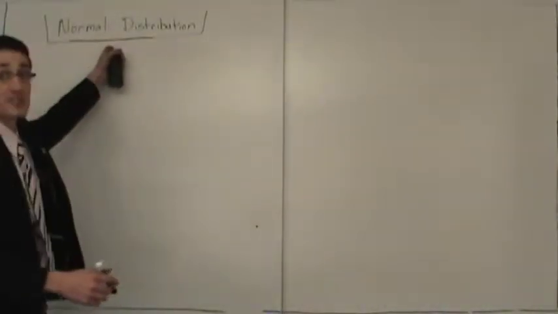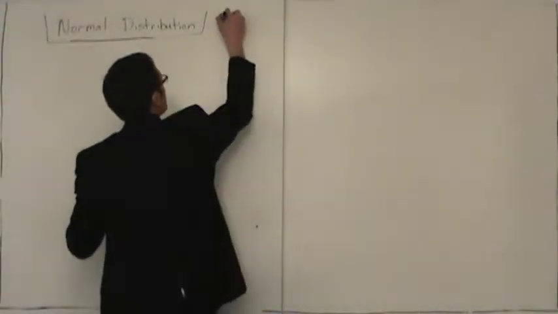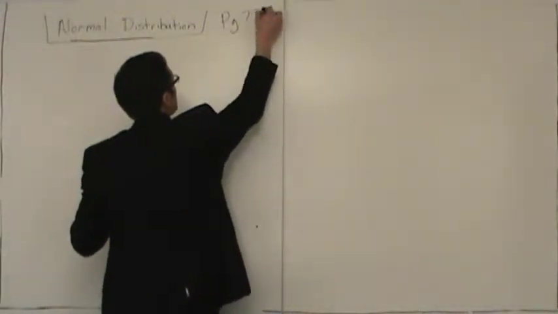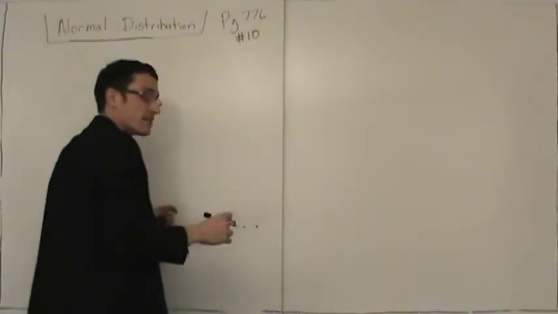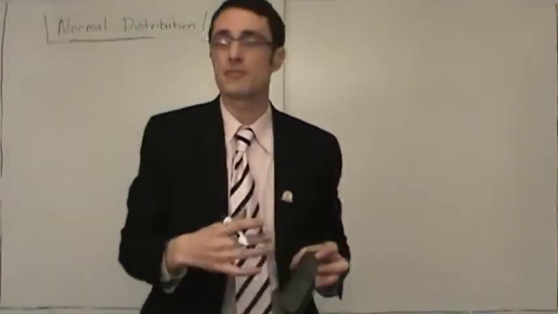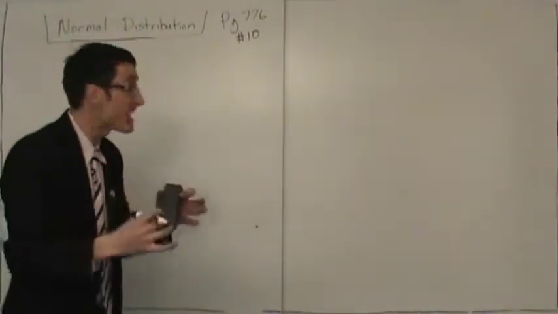Okay, welcome back. Today's lesson is called the normal distribution, and just to clue you in, we're on page 776 of the textbook, and we're going to be looking at example number 10 in a moment here. You do not need graph paper for this lesson. You can do this lesson on regular paper because we're just drawing a sketch.